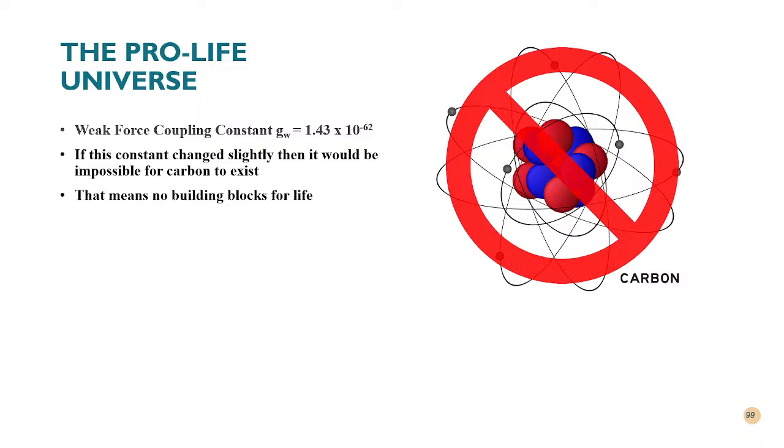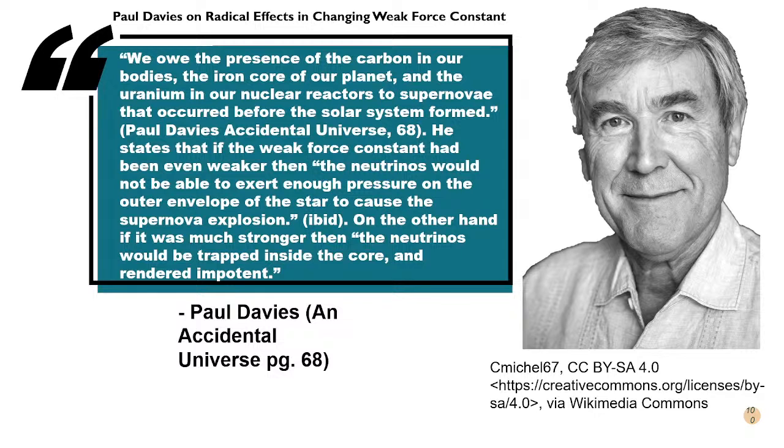There's a quote where Paul Davies, on page 68 of The Accidental Universe, says, we owe the presence of the carbon in our bodies, the iron core of the planet, and the uranium in our nuclear reactors to supernovae that occurred before the solar system formed. He says that if the weak force constant had been even weaker, then the neutrinos would not be able to exert enough pressure on the outer envelope of the star to cause a supernova explosion. On the other hand, if it was much stronger, then the neutrinos would be trapped inside the core and rendered impotent.